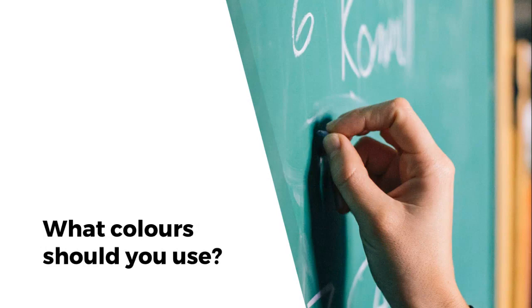So the first question is about colors. What colors should you use? Well, if your board is white, then you need colors which contrast. So I would definitely suggest black and blue for almost everything you write on the board in terms of text, in terms of letters and words.